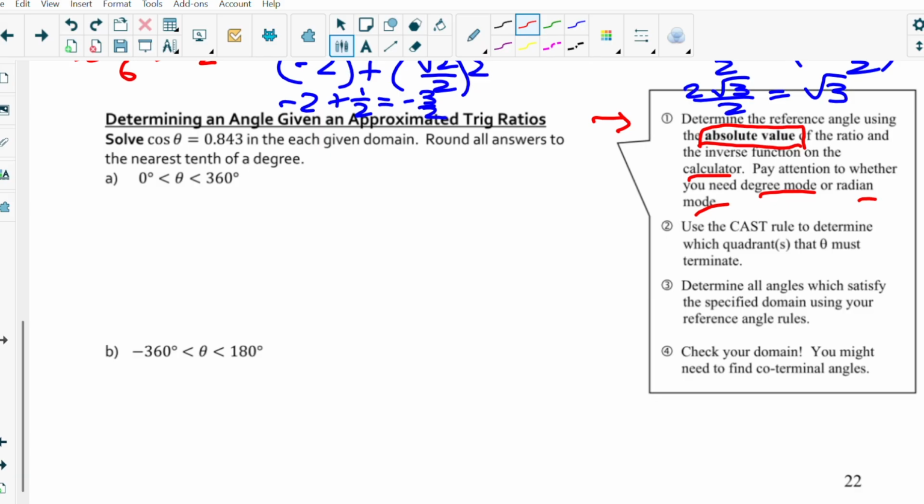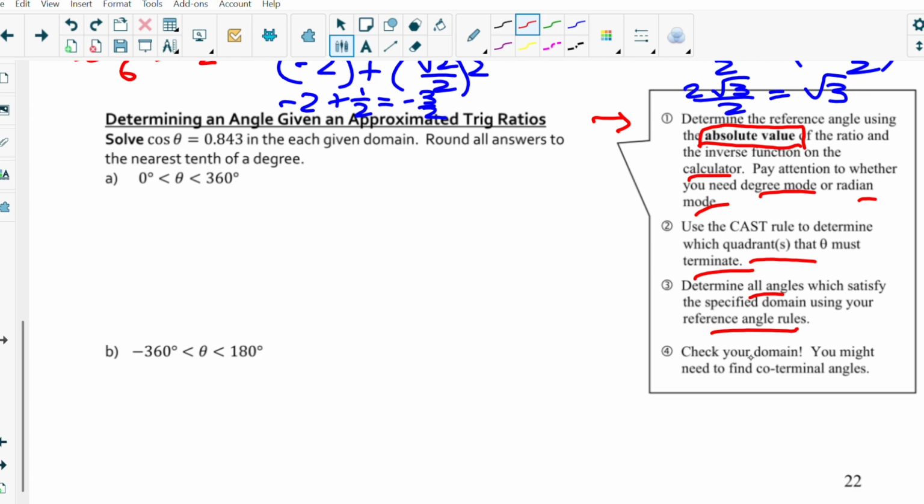So for example, if you have a cosine ratio that is negative, what quadrant could that be in? That could be in either quadrant 2 or 3, but the calculator won't tell you the angle for both of those quadrants. It'll only tell you one of them, right? So that's why you need to do the absolute value. Find the reference angle, use CAST to determine which quadrants the angle must terminate in, and then draw your coordinate axes and draw out the angle using reference angle rules, and then figure out where the angle exists.